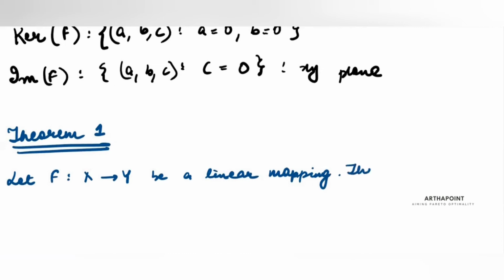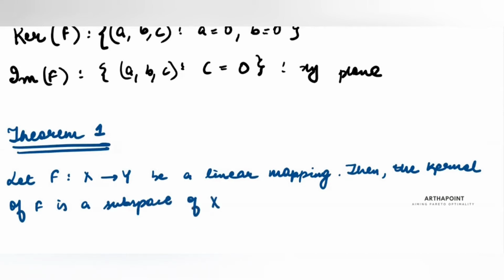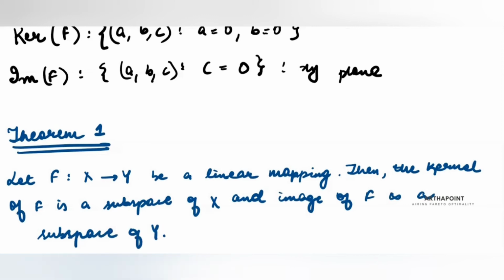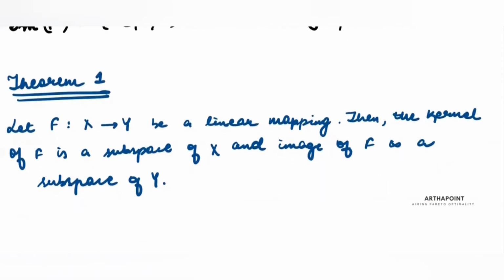Then the kernel of a function is a subspace of x, and the image of the function is a subspace of y. So we already know what a subspace is. A subspace satisfies the properties of a vector space, right?